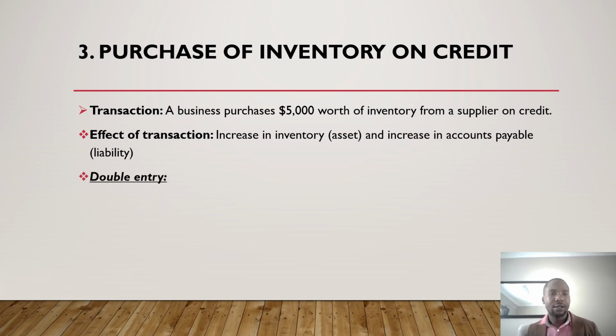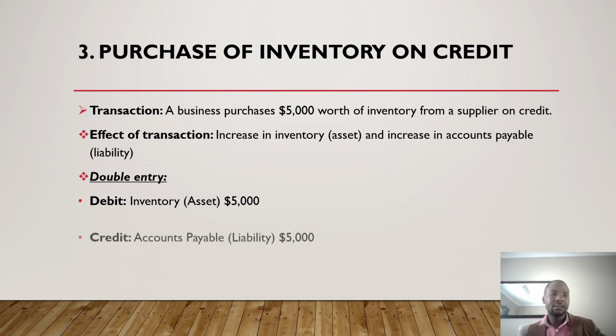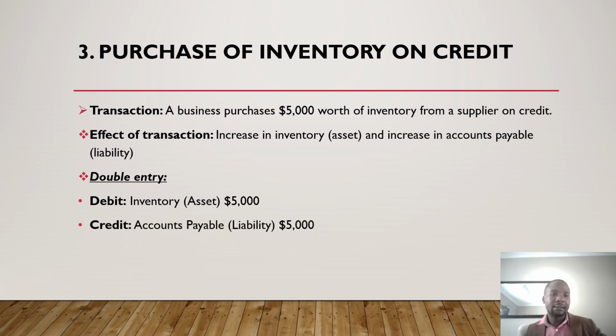So as usual, an increase in asset account is a debit entry. Therefore, we're going to debit the inventory account by 5,000, and a corresponding credit entry goes to the accounts payable account, which is a liability account.